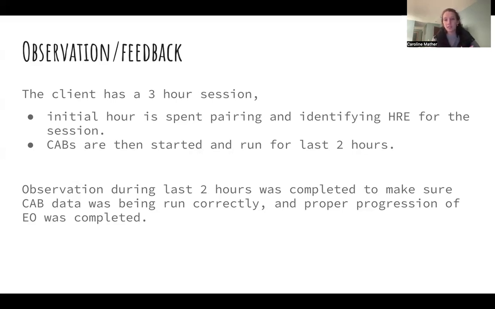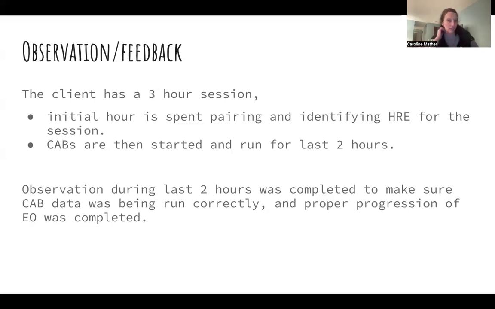So then during the last 2 hours of the session is when the observation was able to occur, where we observed the progressing of the EO. We watched them progress from the FCR to the TR. Honestly, all the way into CAB 2. Our goal was typically to be in CAB 3 by the end of the first session, but for this learner, CAB 2 was a very reasonable first session goal and what we accomplished during that time.